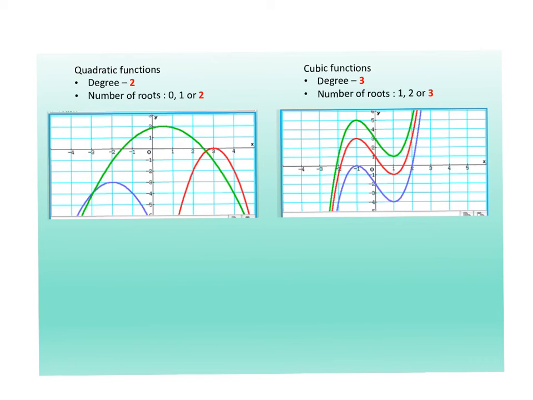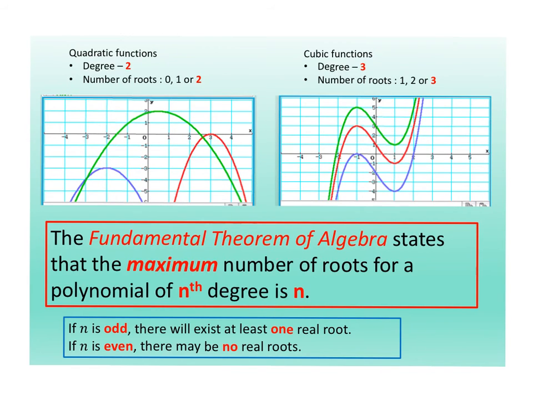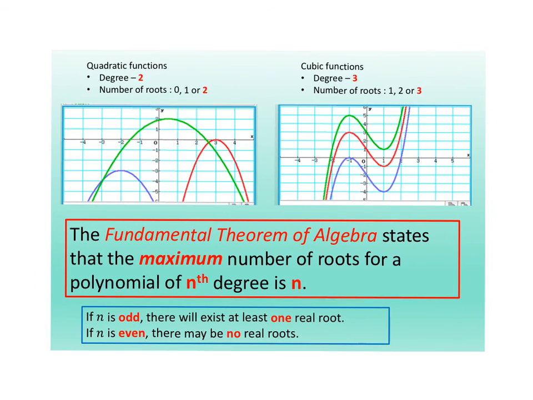All right, therefore, if you look at this, so you've got a quadratic function and a cubic function. So the fundamental theorem of algebra actually states that the maximum number of roots for a polynomial of n degree is n. That's all. It's a big word, big sentence, but just remember, the maximum number is n. So here, for example, 2, you've got 0, 1, or 2. Cubic function, you've got 1, 2, or 3.